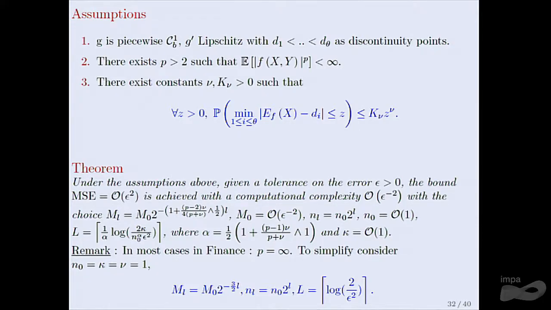There are a lot of constants here, but just to make things clearer, if you suppose that P is infinity, so that happens in most cases in finance for the payoffs that we're looking at, you see that it remains the same. It's just increasing samples, and MLMC will take the following form.